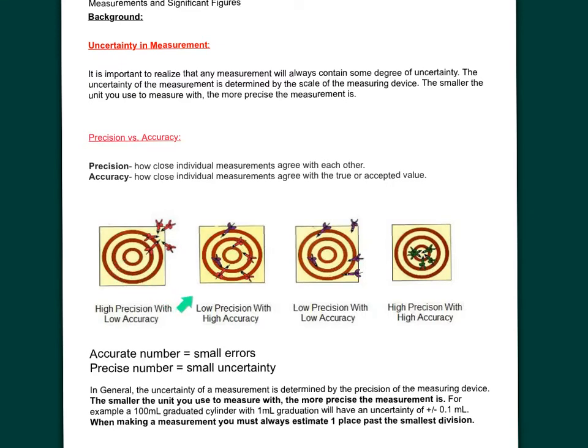This one is low precision with high accuracy. I don't know if I'd call this high accuracy or not, but getting closer to the bullseye is accurate, but it's not precise because it wasn't repeated. The darts are all over the board. And this one is low precision and low accuracy. They're all over the board. They're not close to the bullseye. And this one is high precision because the darts were thrown again and again relatively to the same place, and it's accurate because it's at the bullseye, which we consider to be the true or accepted value.